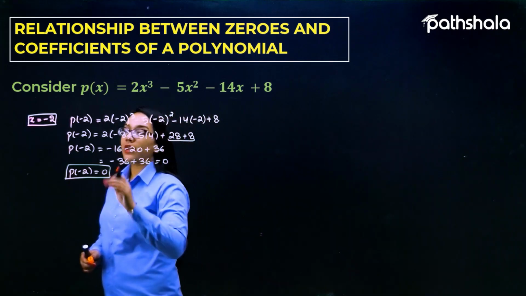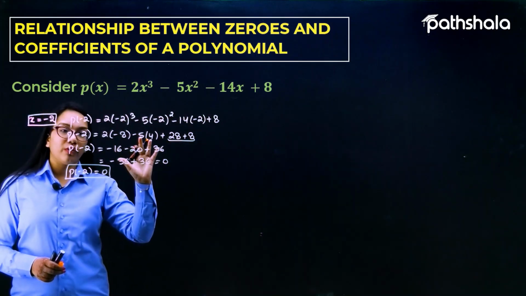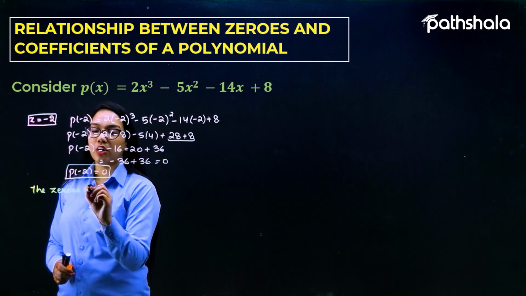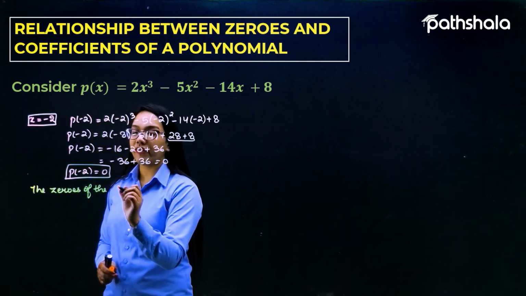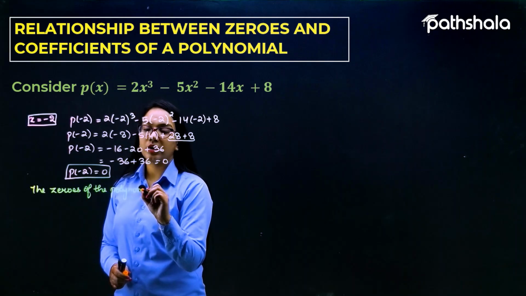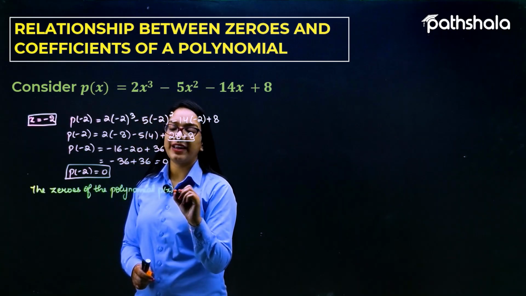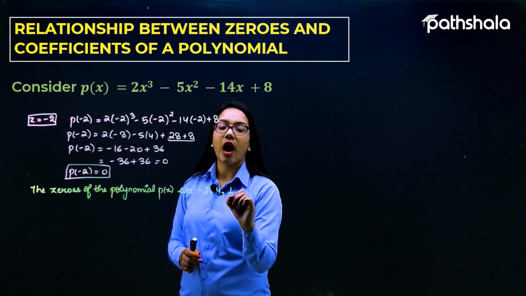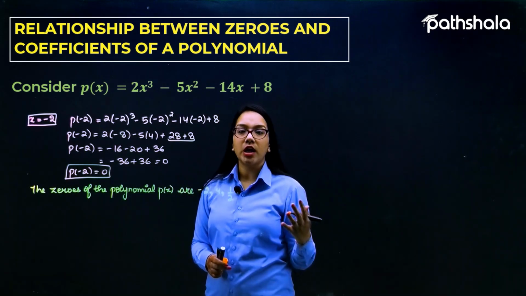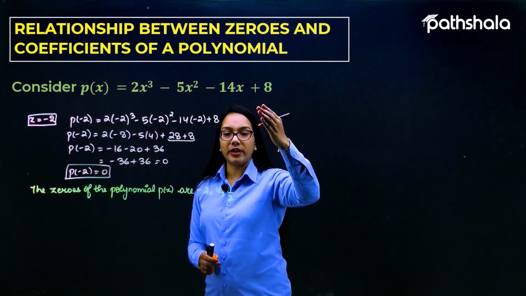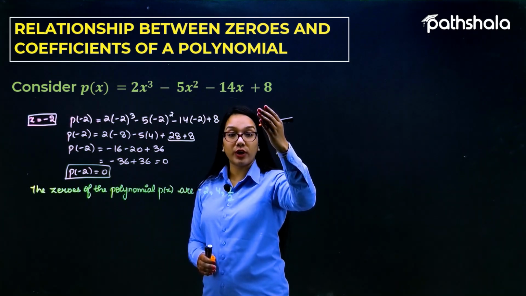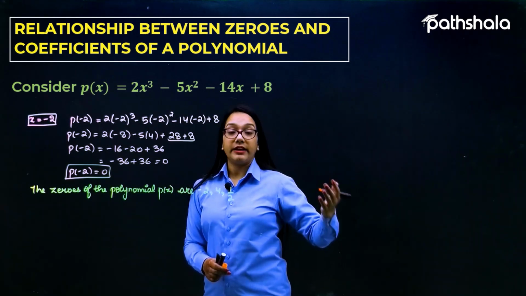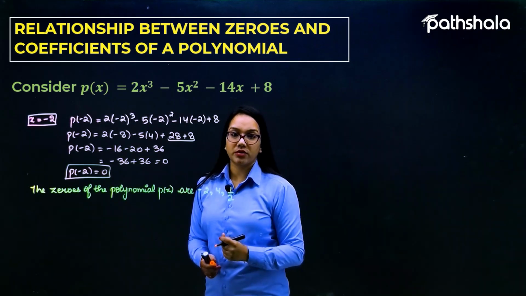Let us suppose I am writing all the zeros of this cubic polynomial. The zeros of the polynomial p of x are, first of all, minus 2, 4 and half. So 4 and half are the further zeros of this particular cubic polynomial. You can also check it by substituting the value 4 and half in this cubic polynomial, and at the end you will get the value equal to 0. It definitely means that 4 and half are the zeros of this cubic polynomial.